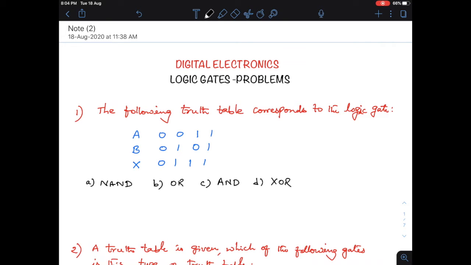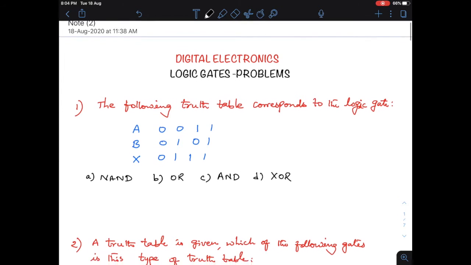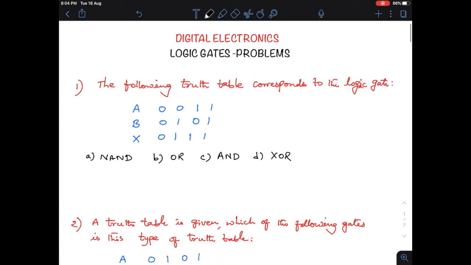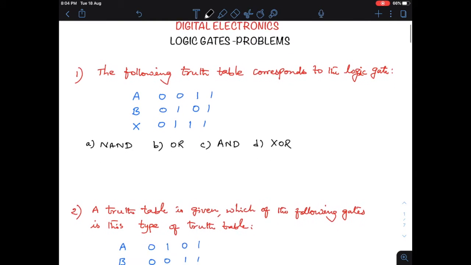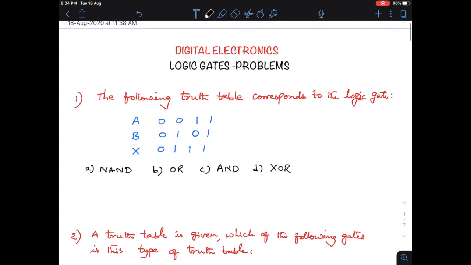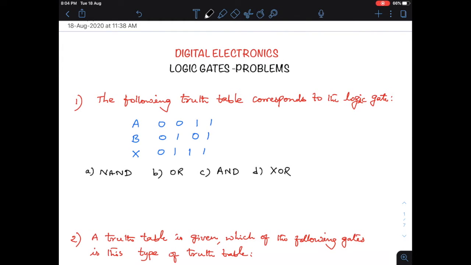Welcome to my channel. In this video, we are going to see problems based on logic gates. Now, I'll go with some simple problems and slowly we will move on to problems which are frequently asked in entrance examinations like JEE Mains and other state level entrance examinations.